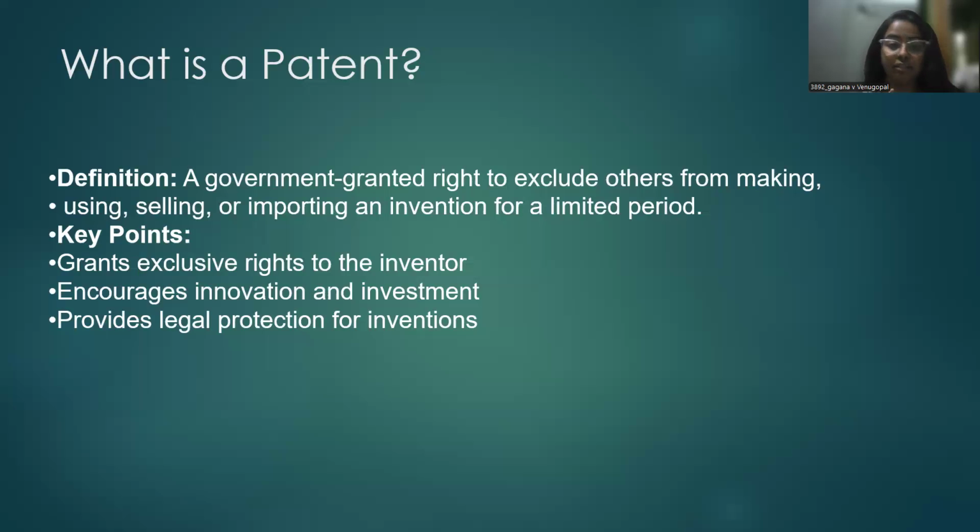Coming to our textbook definition, a patent is a government granted right to exclude others from making, using, selling, or importing an invention for a limited period. Key points: it grants exclusive right to the owner, meaning nobody else other than the inventor can gain access to it and claim that it is theirs. And it encourages innovation and investment. It's very important to encourage innovation and investment as they promote each mind to think more creatively, and it gives the motivation required for each person, and it also provides legal protection for the inventors.